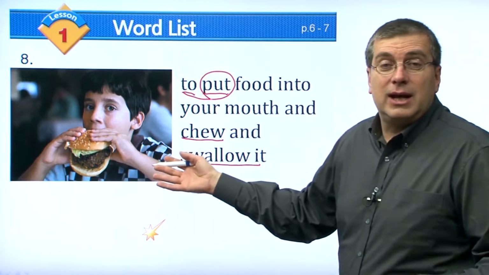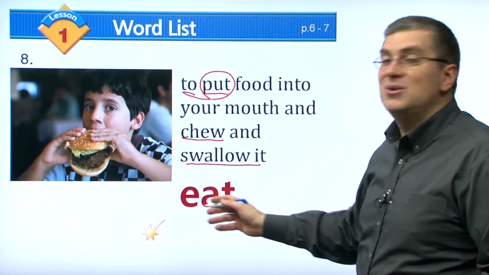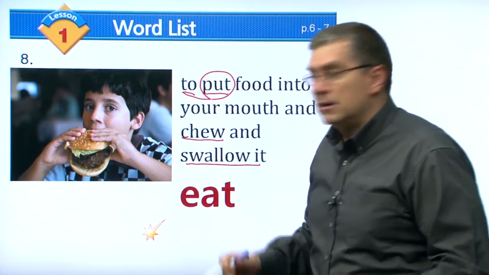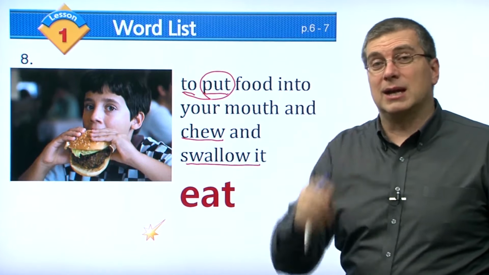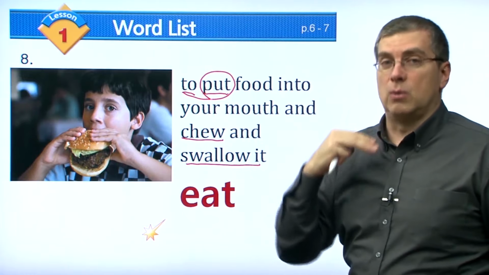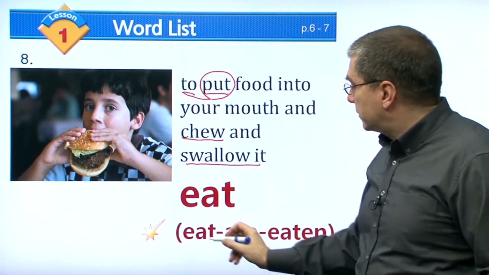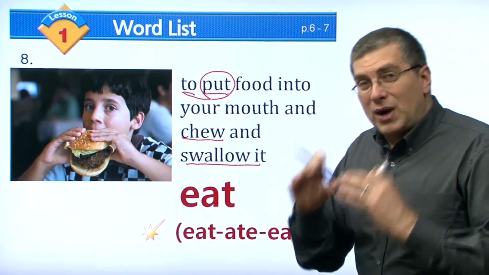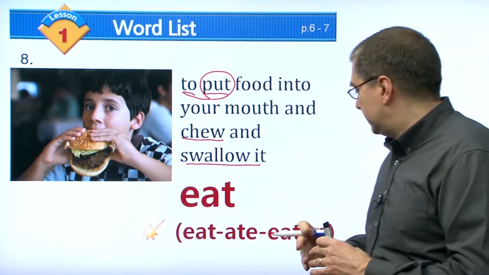What are we talking about? Of course, we're talking about to eat. Eat, okay? So when we eat, that's what we're doing. We're actually doing three things. Put food in your mouth, chew it, and then swallow. Of course, we can also talk about the different times, right? Present tense, past tense, right?